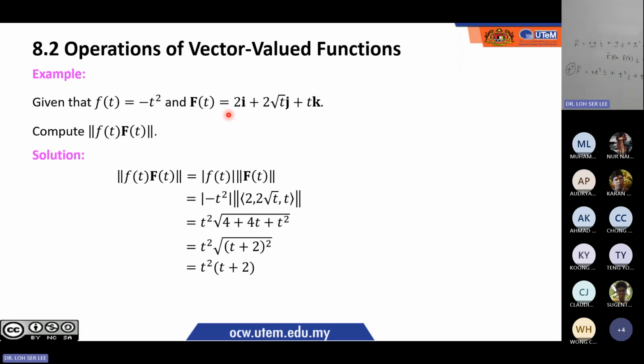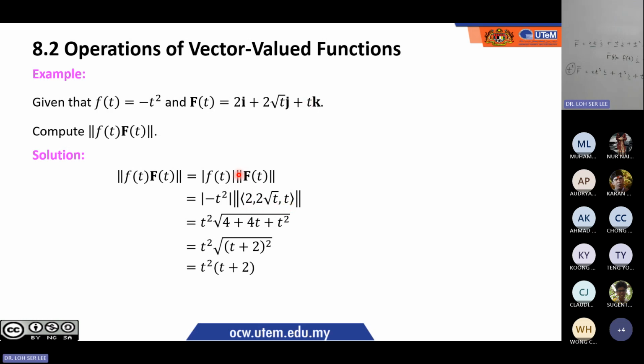Okay, another function. We have this scalar function, negative t squared. We use modulus, and this vector valued function you can write in this form, 2t and t.